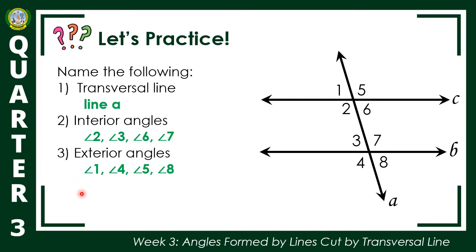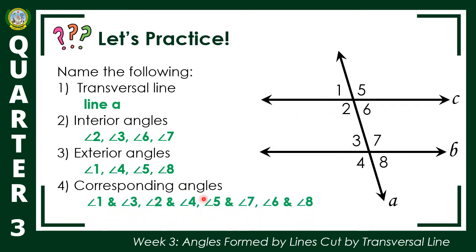Next naman po is yung mga angle pairs natin. First, we have the corresponding angles. And again, we have 4 pairs of corresponding angles here. Ang palatandaan ulit natin yung nag-form ng letter F. Meaning po, we have angle 1 and angle 3, angle 2 and angle 4, angle 5 and angle 7, and angle 6 and angle 8.